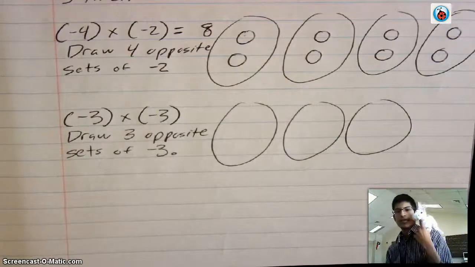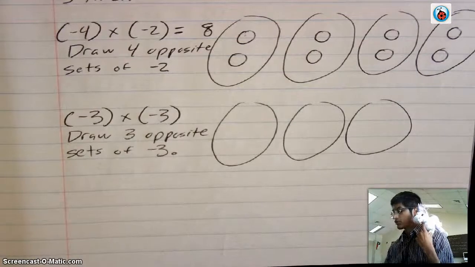Bruno, you haven't gotten any better at math. No, the opposite of negative 3 is going to be positive 3.